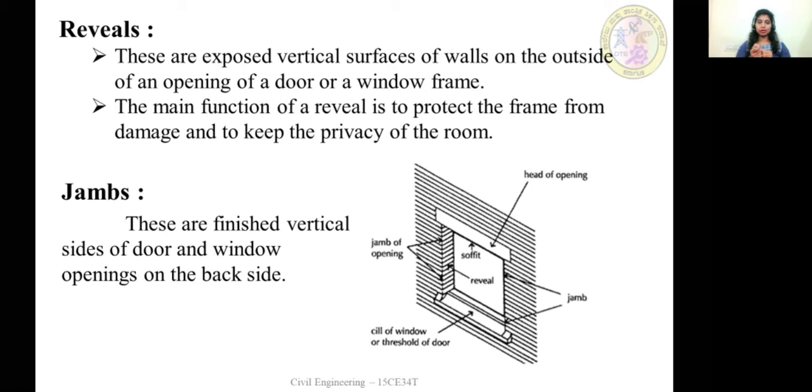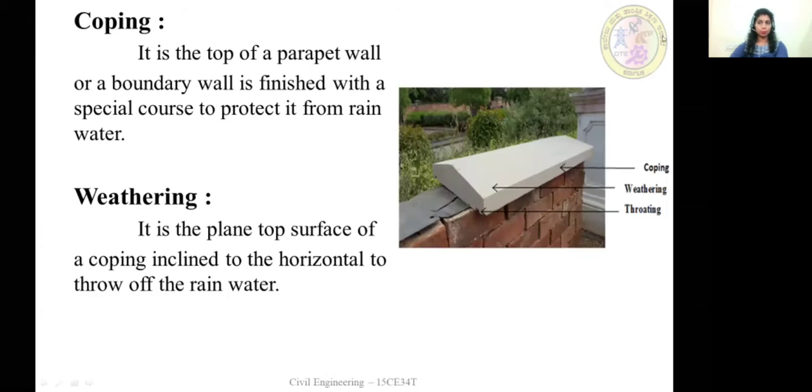If the vertical sides of a door or window opening are provided at the inside of the building, then it is known as jambs. This is the only difference. If the vertical surfaces of the window are on the exterior side, then it is known as reveals. If the vertical surfaces of a door or window are on the inside, then it is known as jambs. The main function of a reveal is to protect the frame from damage and to keep the privacy of the room. Next term is coping.